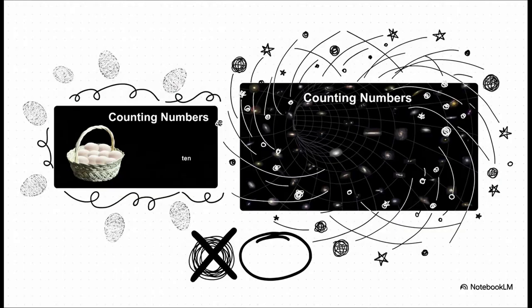And what's so cool here is just the sheer scale of it all. You can use these numbers to count the 10 eggs in that basket, or you can use them to count the billions and billions of galaxies in the universe. But they have one big limitation. You can't use them to represent having no eggs. For that, we need to add just one more number to our little group.